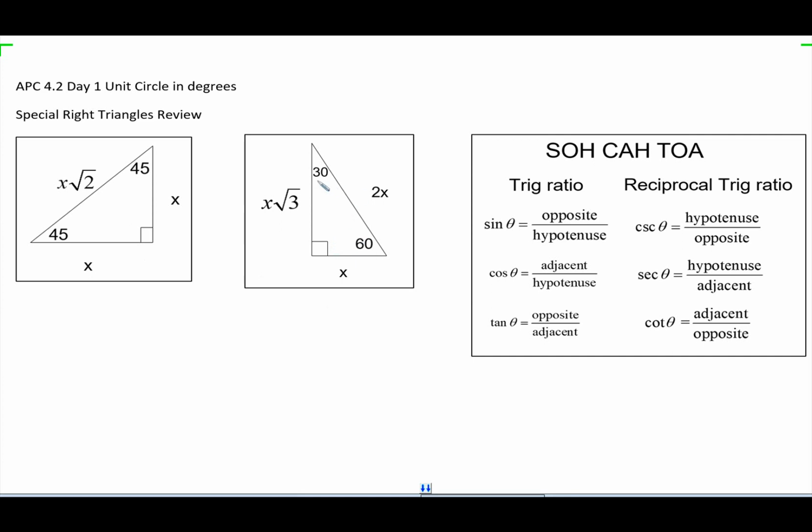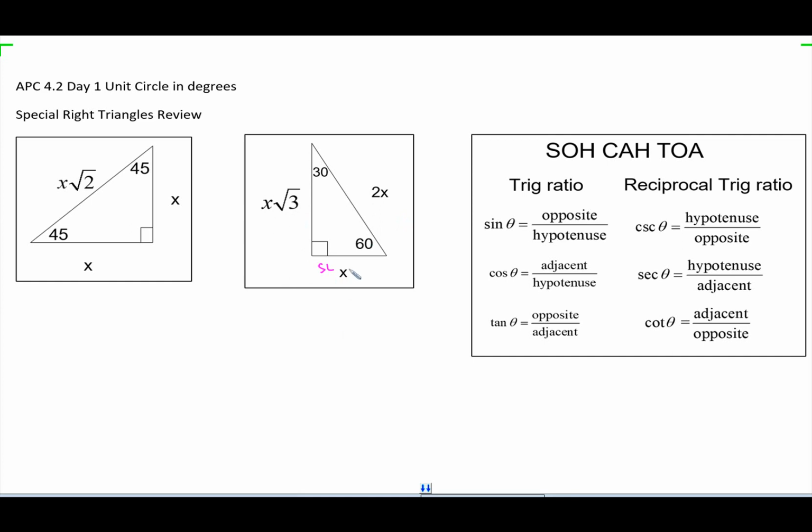Our 30-60-90, right? Remember the most important leg in a 30-60-90 is the short leg, and the short leg is opposite of the 30-degree angle. So this here would be the short leg right here. If you know the short leg and you want to find the hypotenuse, all you do is take whatever the short leg is and multiply it by 2. If you know the short leg and you want to find the long leg, you multiply the short leg by radical 3.